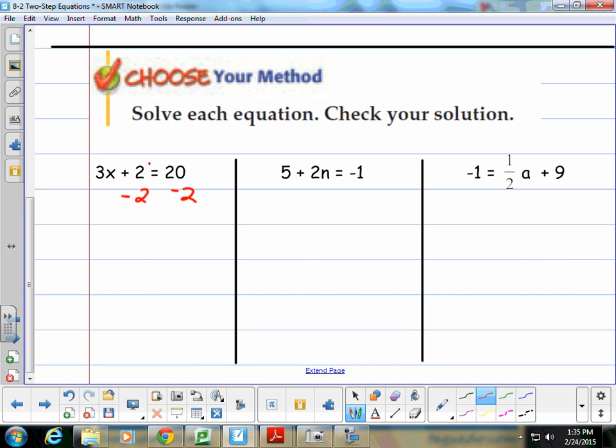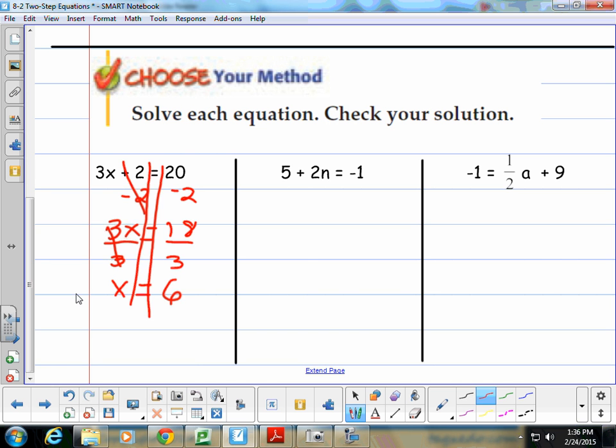To keep things equal, a lot of people do these train tracks. Make sure you're remembering to try to keep everything equal. 2 minus 2 is 0. So I'm left with 3x on this side is equal to 18. We undo multiplication with division. 3 divided by 3 is 1x. 18 divided by 3 is 6.